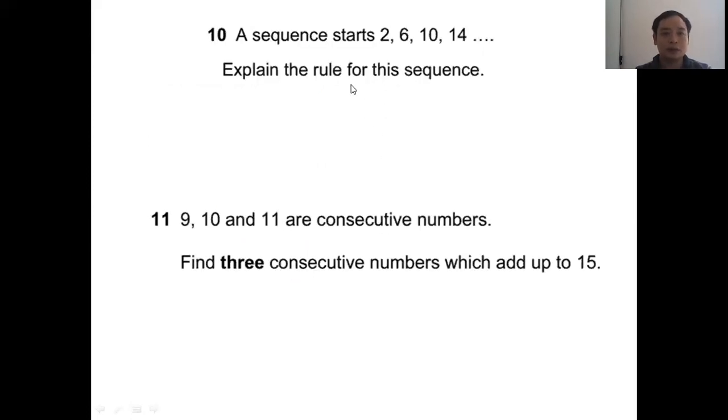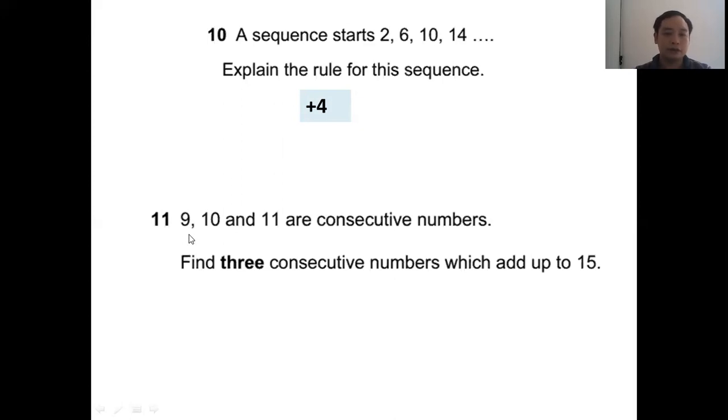Question 10. A sequence starts 2, 6, 10, 14. Explain the rule for this sequence. So you can see the rule here. We add 4. So from the first term to the second term, you add 4. The second term to the third term, you add 4. And the third term to the fourth term, you add 4.